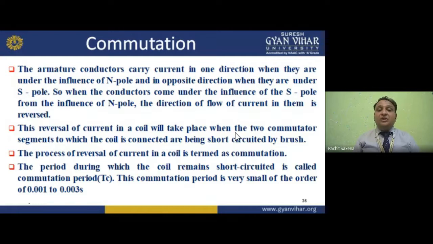Now, the period during which the coil remains short circuited is called the commutation period, and we can represent the commutation period with TC. This commutation period is very small, of the order of 0.001 to 0.003 seconds. So I hope you understand.